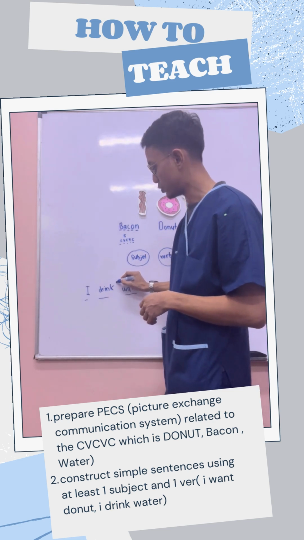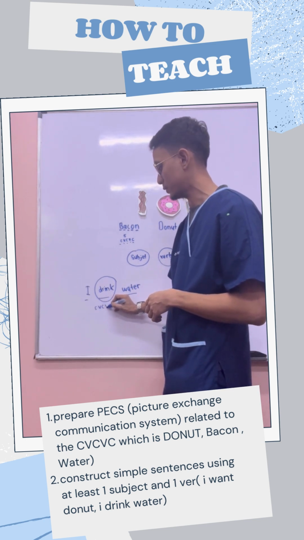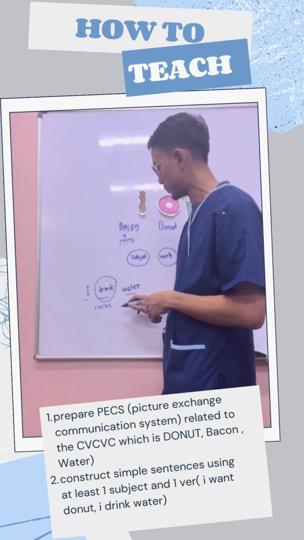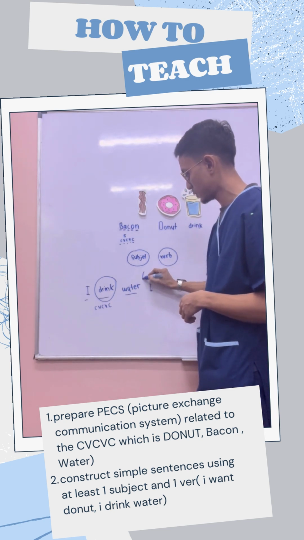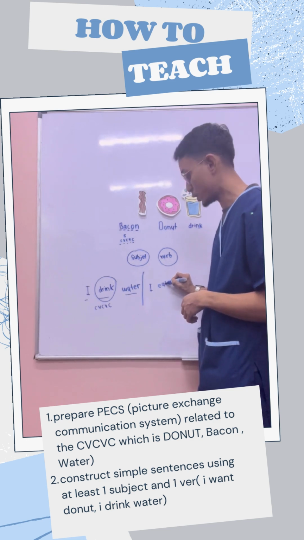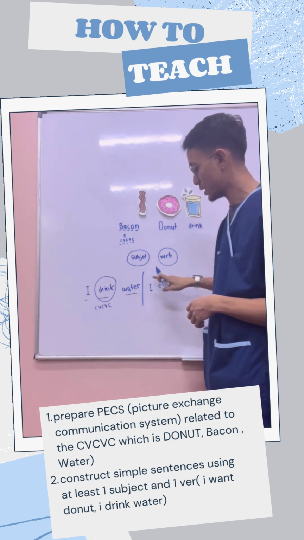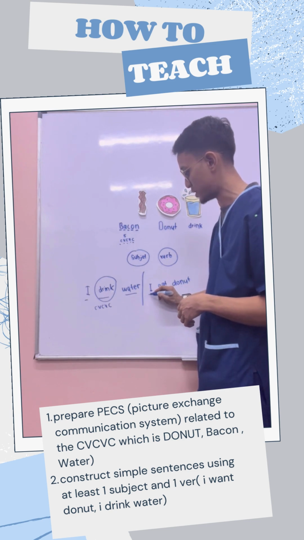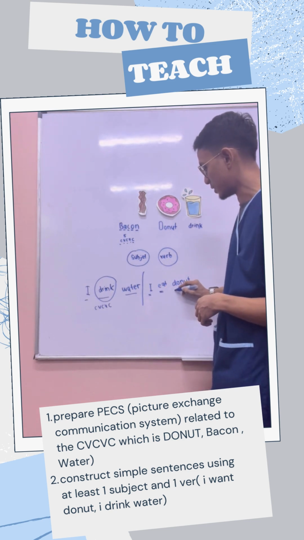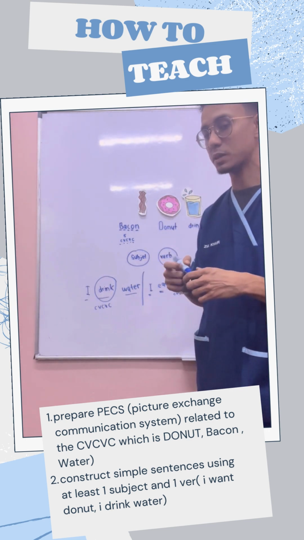So in here, drink is considered as C, V, C, V, C. And it goes the same thing with donut. So for donut, I eat donut. So from here you eventually construct a simple sentence which consists of subject, verb, and the donut, the C, V, C, V, C. So this is how you construct a simple sentence.